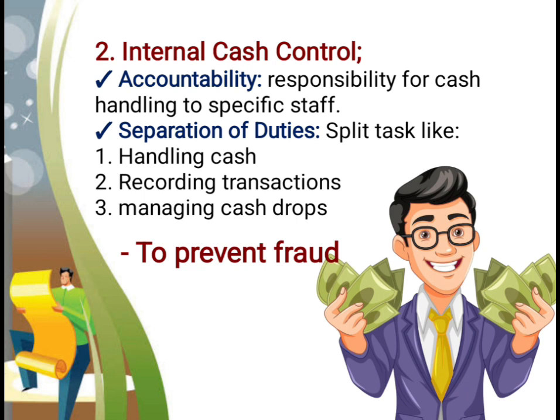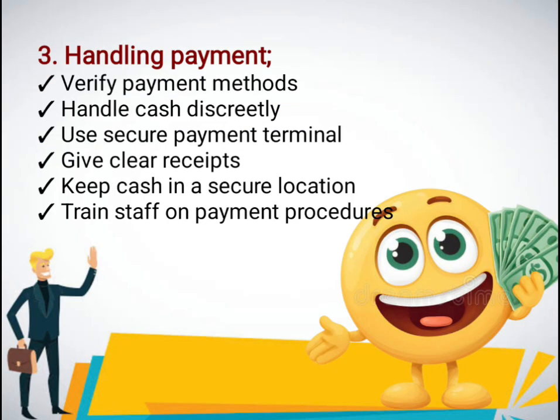So we have the internal cash control. We have accountability and separation of duties. Accountability is assigning responsibility for cash handling to specific tasks. Separation of duties is splitting tasks like handling cash, recording transactions, and managing cash drops. It is a way to prevent fraud. So in handling payment, you need to verify payment methods, handle cash discreetly, use a secure payment terminal, give clear receipts, keep cash in a secure location, and the last one is to train staff on payment procedures.